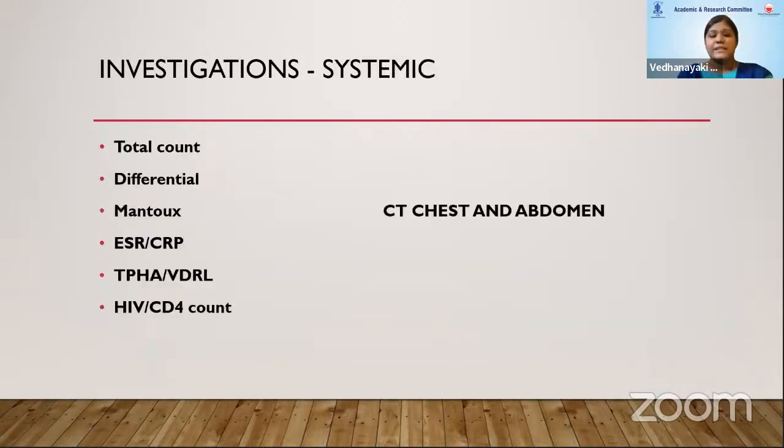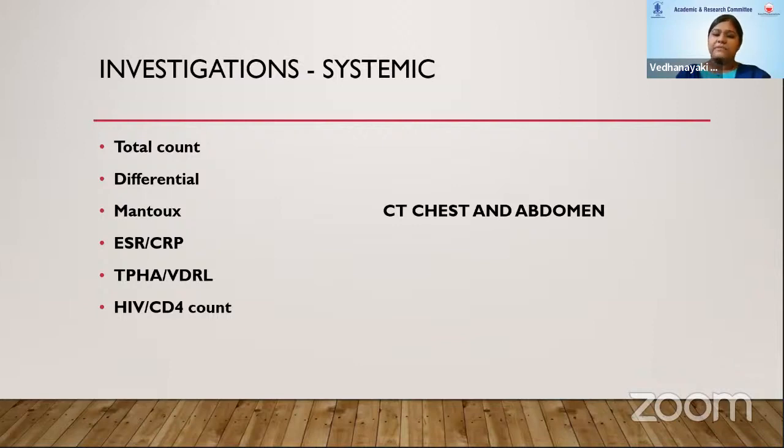So how will you investigate these patients? We do a total count and differential count. Mantoux and IGRA are usually done. We usually stick to Mantoux in our hospital. So we do a Mantoux, and if needed, if we think it may be a TB vasculitis, we go ahead and do a CT chest and abdomen.